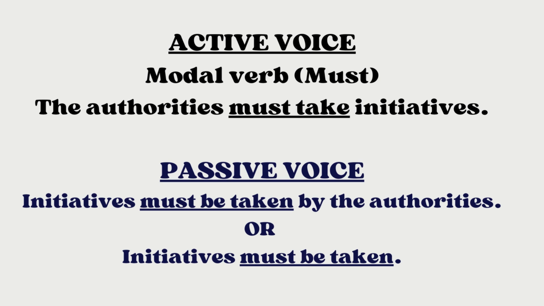The subject here is the authorities. There are two verbs here, the modal verb must and the main verb take. The object here is initiatives. When we convert this into the passive voice, it would be initiatives must be taken by the authorities. The object initiatives becomes the subject. In addition to the two verbs must and taken, we add the auxiliary verb be to form the passive voice.